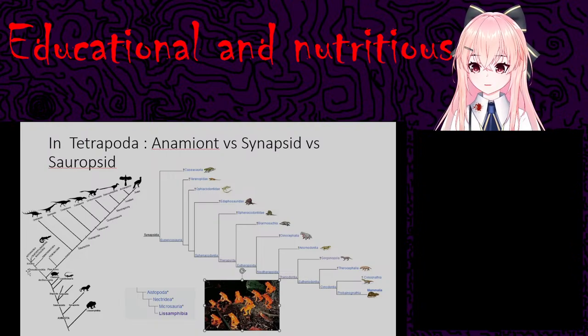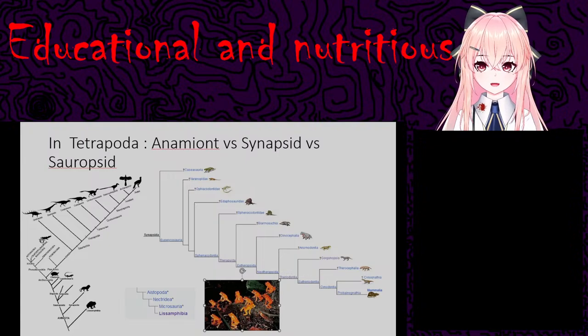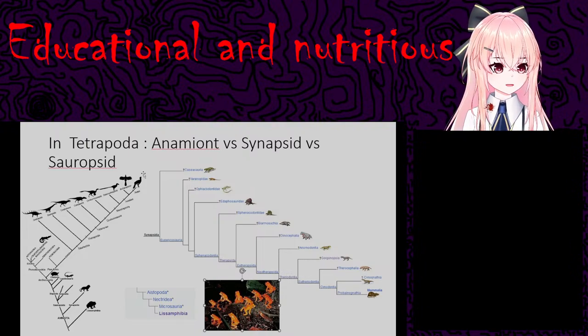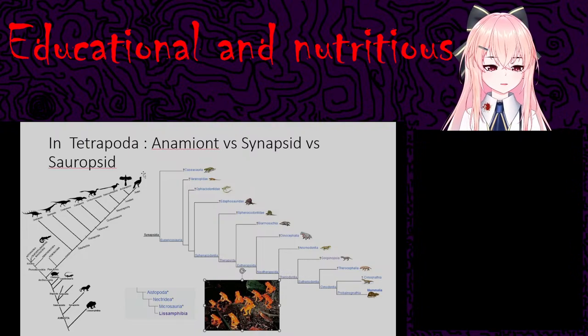In Archosauria, you have the crocodiles. They are right there, and dinosaurs, the saurians, you know, dinosaurs, right there, and you have the birds within dinosaurs. They are theropods. The birds are the last living theropods.